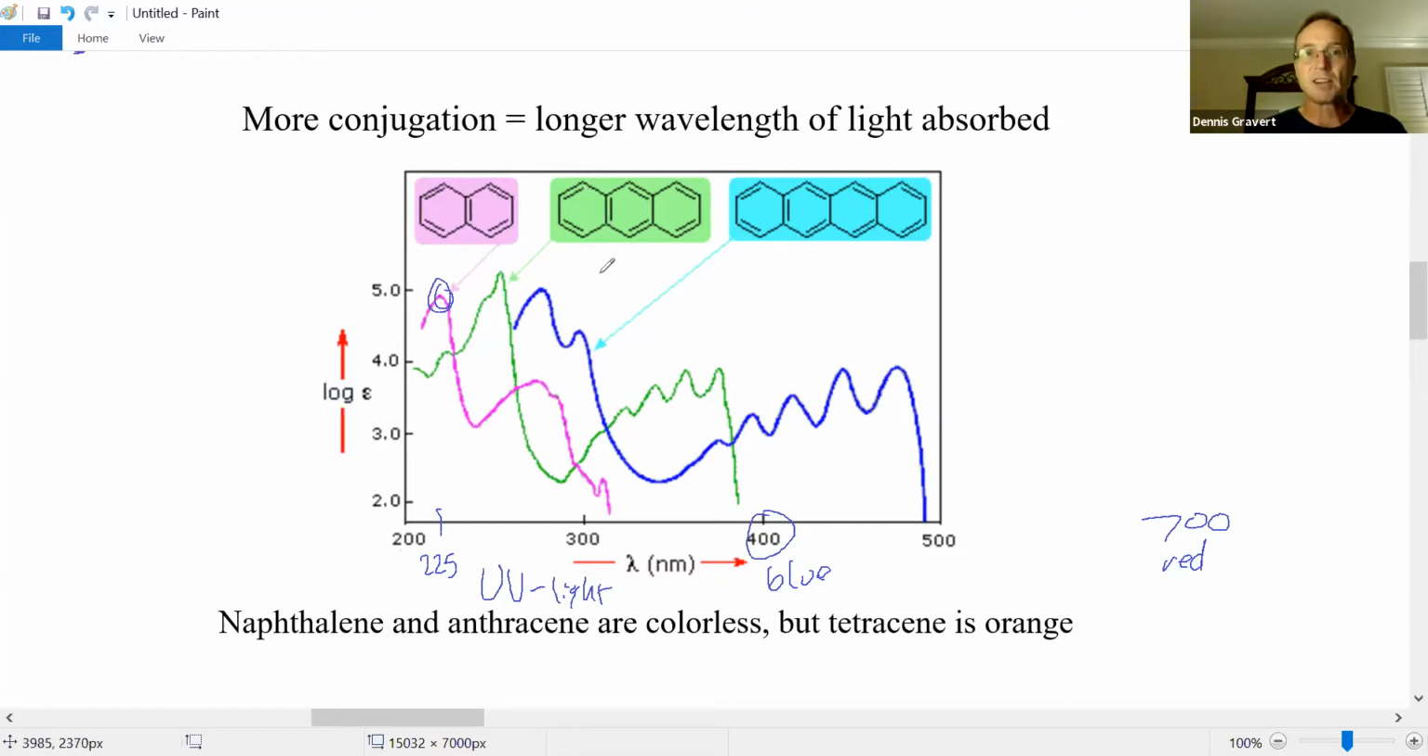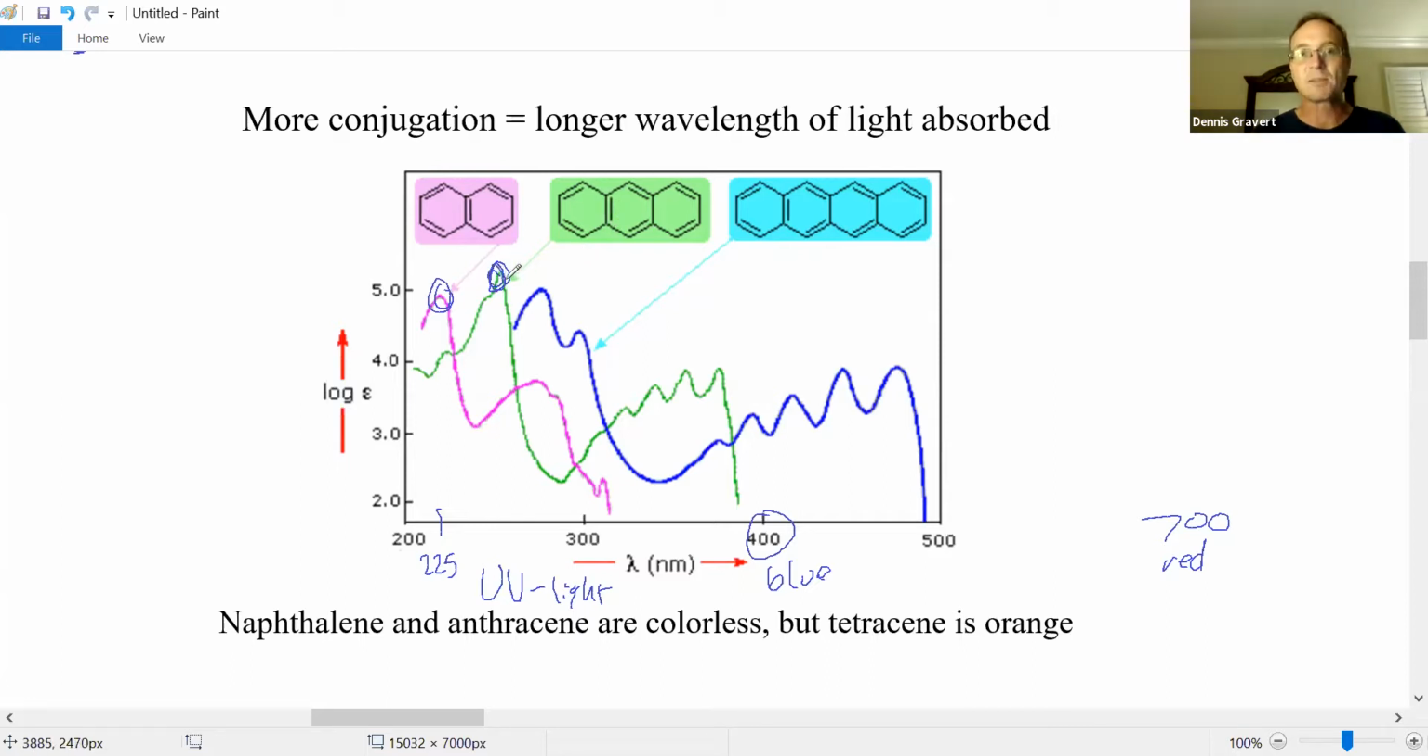How many pi bonds are here in anthracene? There's 3 rings that are fused together. We got 1, 2, 3, 4, 5, 6, 7. 7, right? Every one is conjugated. They're all alternating double, single, double. Huge number of molecular orbitals.